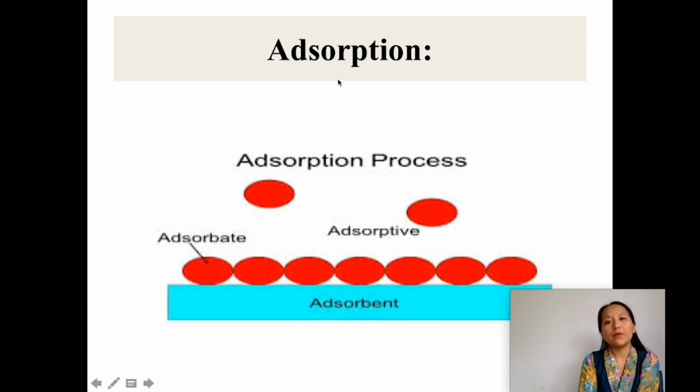In the process of adsorption, two conditions need to be fulfilled for it to happen. The first one is the presence of the adsorbent, and the next one is the presence of the adsorbate. Whenever adsorbent and adsorbate are present, adsorption can occur. What do we mean by adsorbent? The adsorbent refers to the surface area of the substance on which adsorption takes place, whereas the adsorbates are the molecular species which come and sit on the surface area of the adsorbent. So adsorbates are the molecules which get adsorbed on the surface area of the adsorbent.